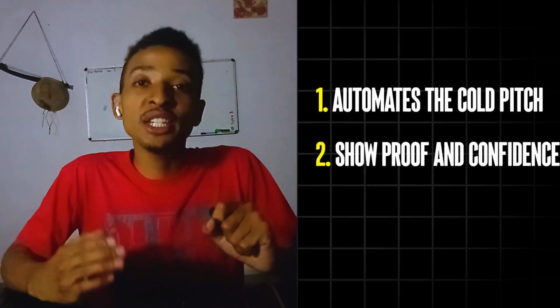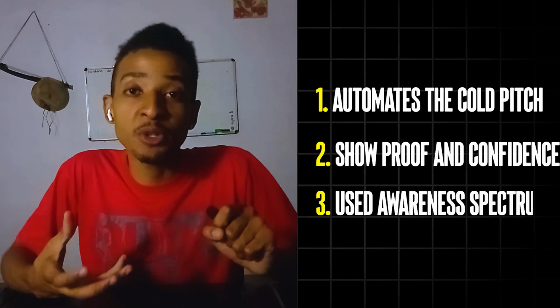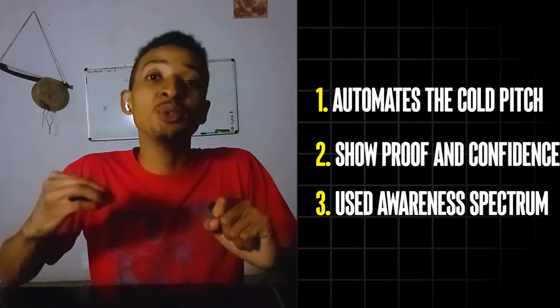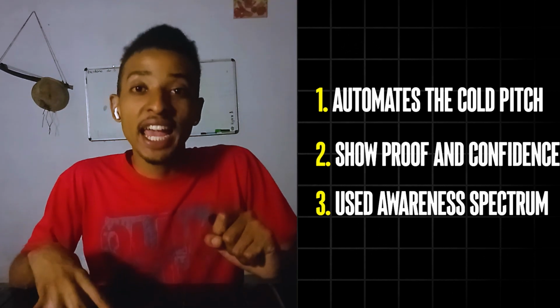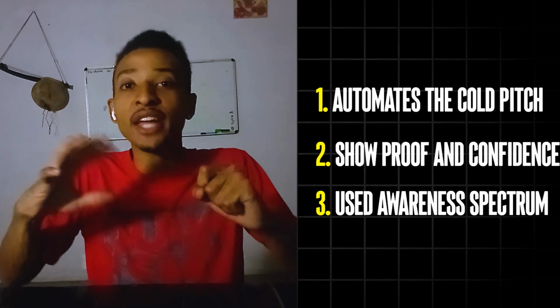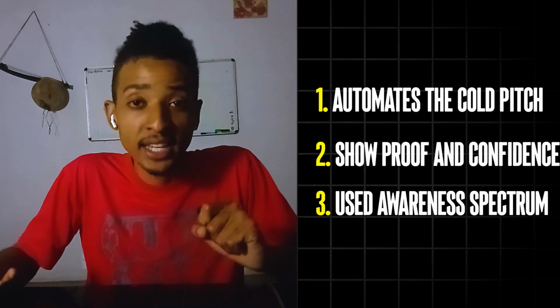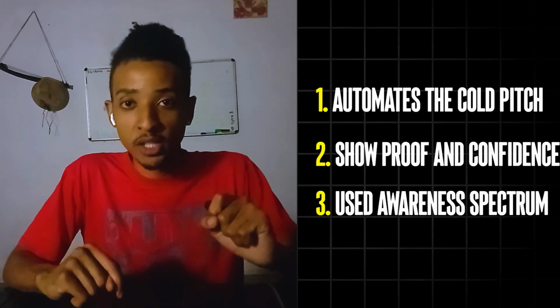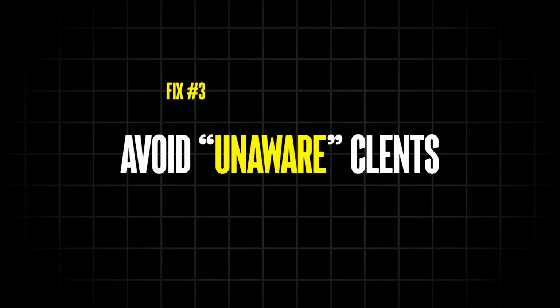The third, he actually utilized the awareness spectrum while outreaching to me. He knew that I would understand his services and it was something that I would be interested in doing because I know the benefits that it would bring. So that was smart on his part, but that also leads us to the third fix. Avoid targeting unaware clients. In action, an unaware client would be like this.